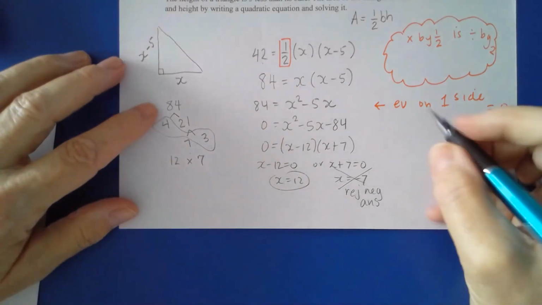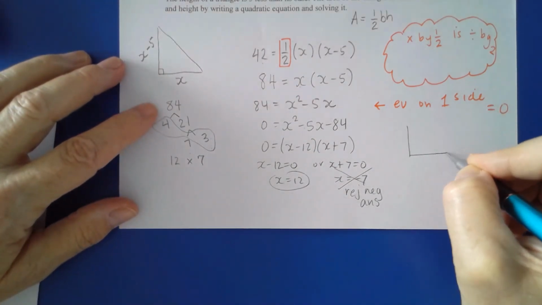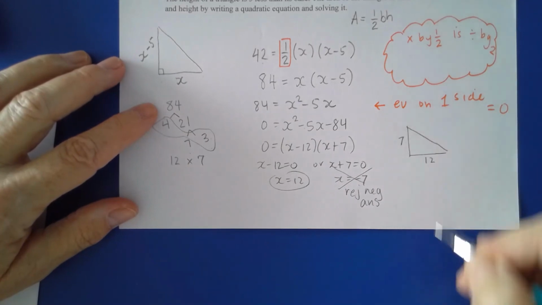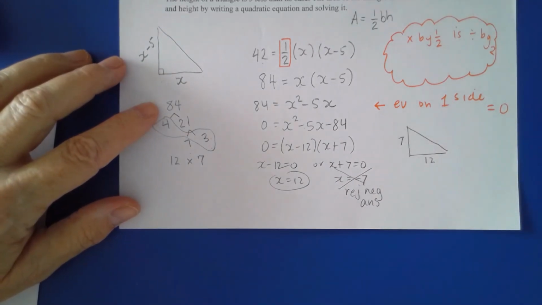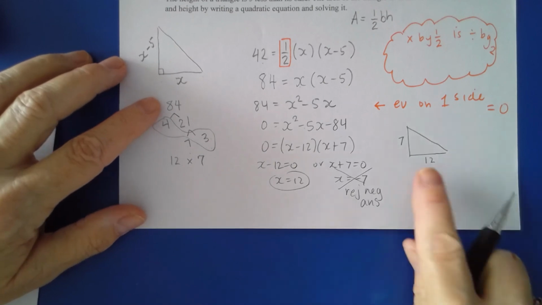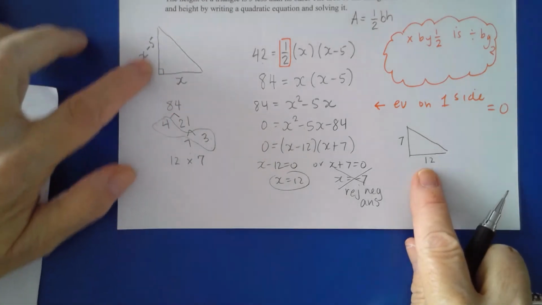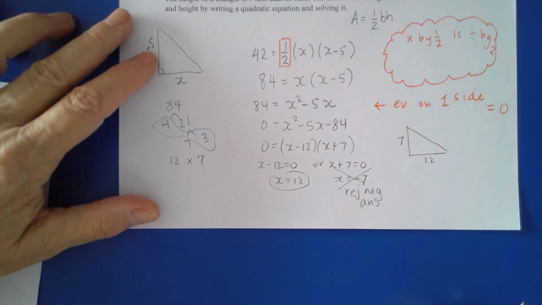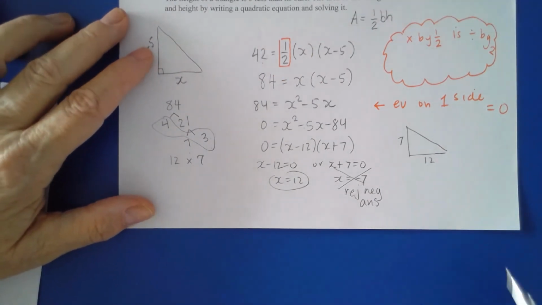So I have the two sides of the triangle. I might draw it again. And I might go, this side's 12, and this side's 7. The 7 does play a role, doesn't it? It's the 12 minus 5 that goes here. But it's certainly not negative 7. And what did they ask me for? Find the base and the height. So I did. Yay. Tick.